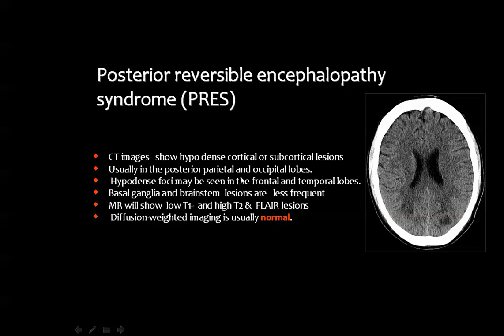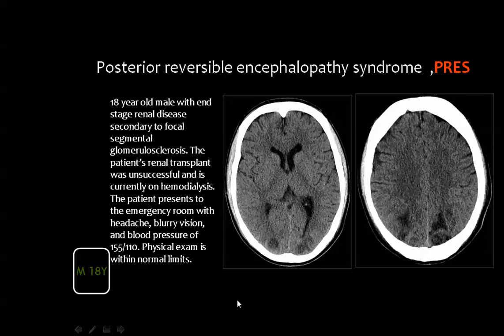Then the changes will appear in the CT as hypodense cortical and subcortical lesions. In MRI, they will show low signal in the T1, high signal in the T2 and the FLAIR images. And if you have diffusion weighted images, it will show normal findings. There is no restricted diffusion. The hypodense foci usually affect the posterior circulation, and it may also reach, as I have said, the frontal and the temporal lobes. Basal ganglia and brainstem lesions are less frequent in this particular disease.